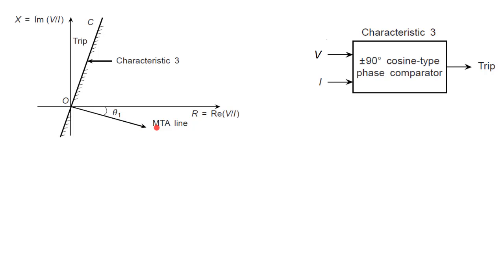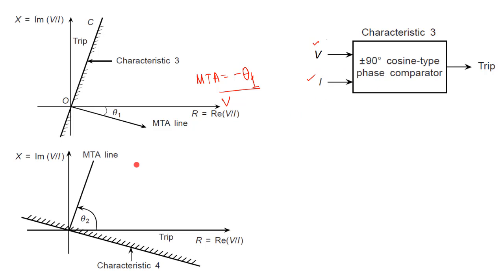So, theta 1 is your MTA angle which is lagging V. V is lying as reference here, this is your V. Therefore, the angle difference between V and this is minus theta 1. So, your MTA is minus theta 1, and this can be implemented by giving V and I to the cosine type of phase comparator.